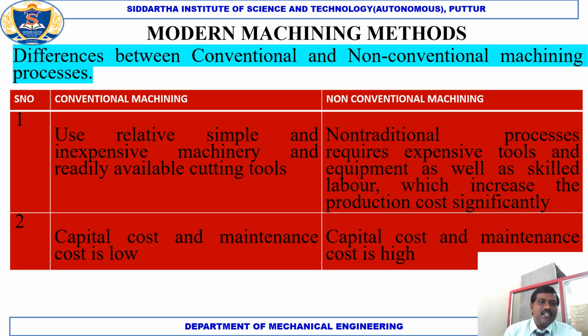In the conventional machining process, the capital cost and maintenance cost is less. But in case of the non-conventional machining process or modern machining methods, the capital cost and maintenance cost is high.